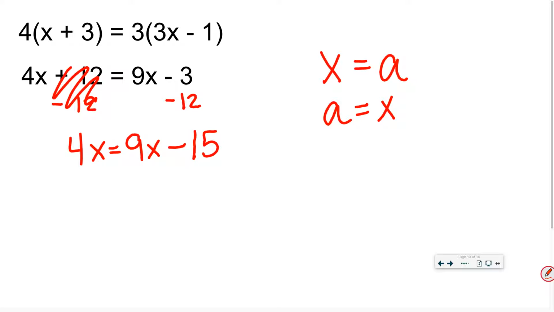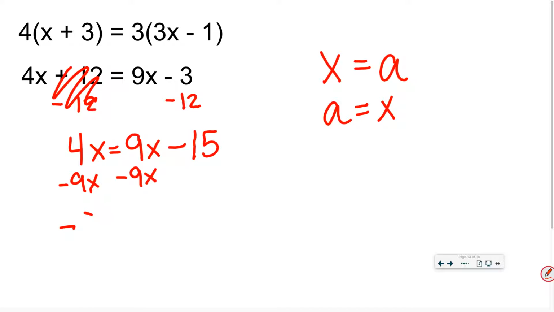Okay. Where are my constants now? On the right side of the equation or on the left side? Right side. If my constants are on the right, where do my variables have to go? The left. How can I get my variables to the left? You're not wrong, but if I want to keep my constants here, what do I have to move? If I want negative 15 to stay, what can I get rid of? 9x. Yeah, I can subtract my 9x.